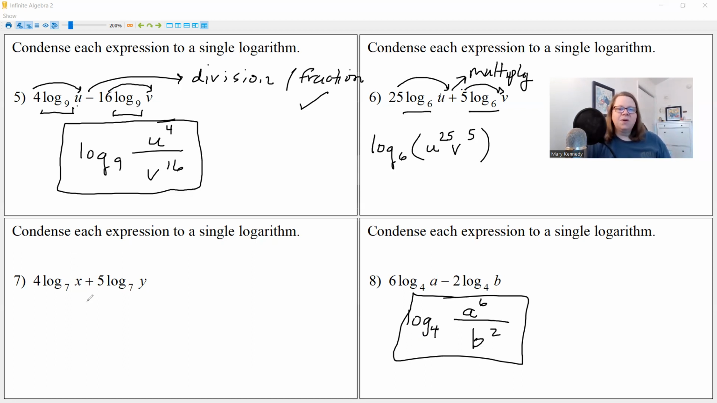Okay. So pause and see if you can do number 7. We have the same bases, log base 7, log base 7. We have a plus sign. That means we're going to multiply. So log base 7, and we've got x to the 4th and y to the 5th. No sign in between because we're multiplying those together. And that's it.